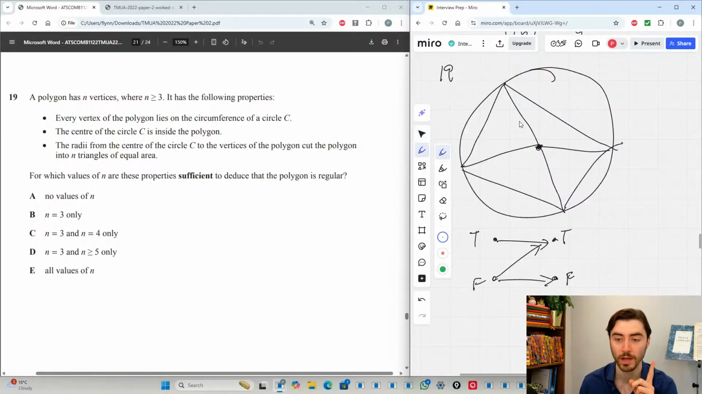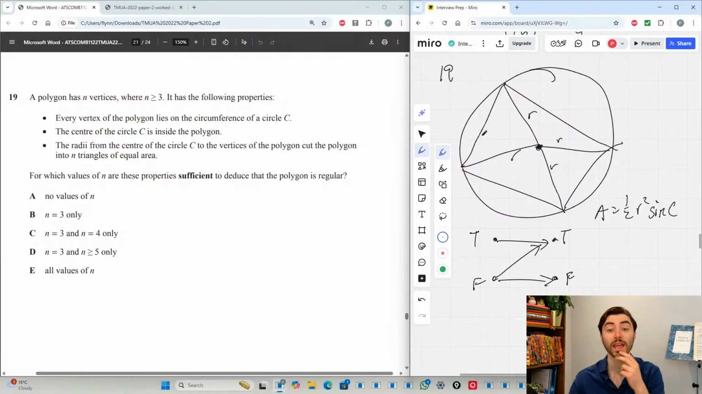Oh, here we go. They would all be R. And the area of the triangle would be a half AB sine C for the angle in between. So sine C would need to be the same. Oh. It's certainly not sufficient for 4. Okay, I see what's happening.